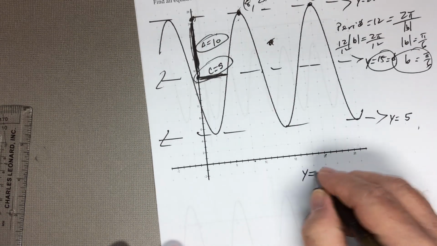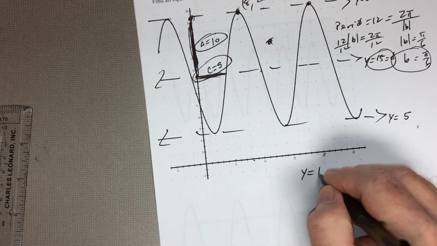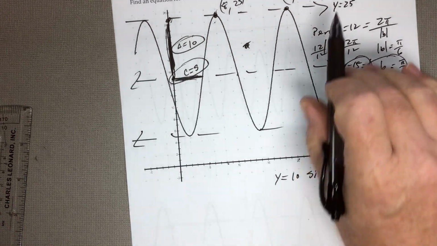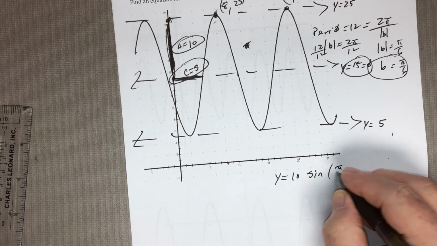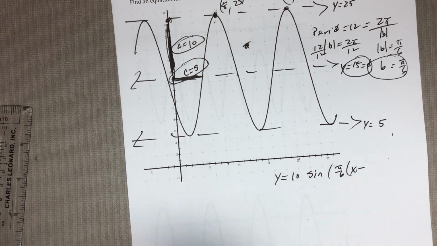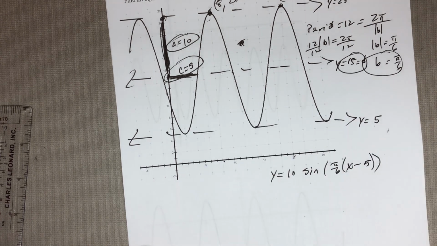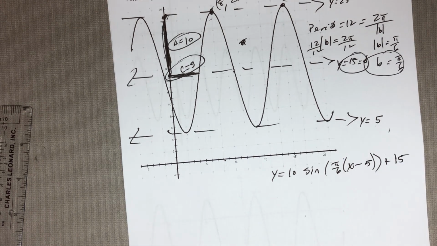So for this sine graph, I would use my A value, which is 10, times the sine of my B value, which I found to be pi over 6, times x minus my C value, 5, close parentheses, plus my D value, which is 15.